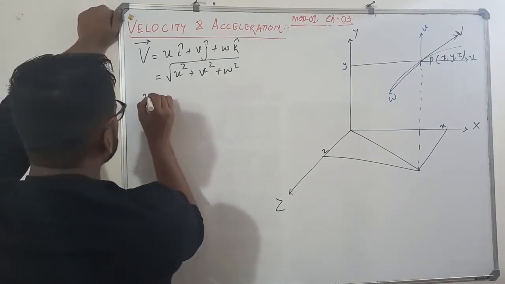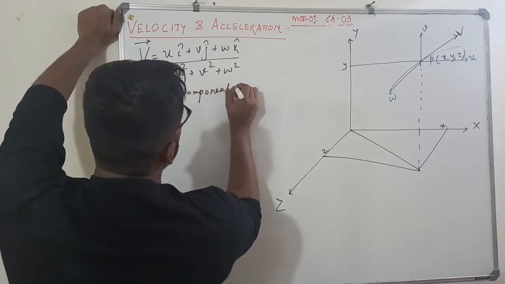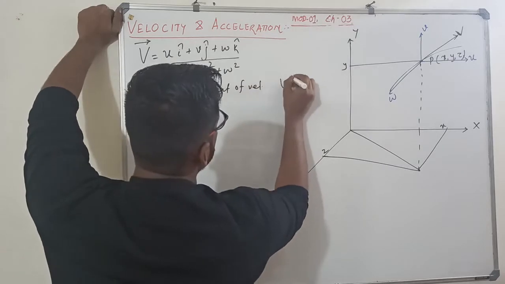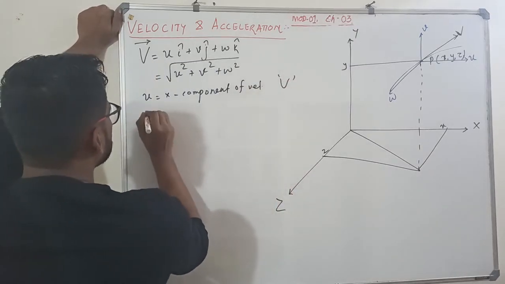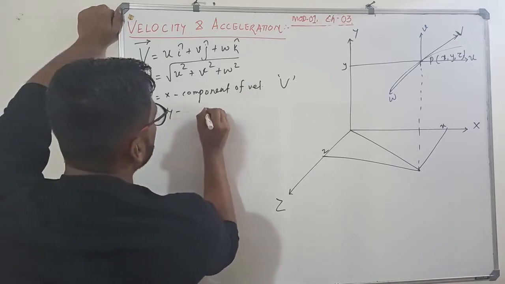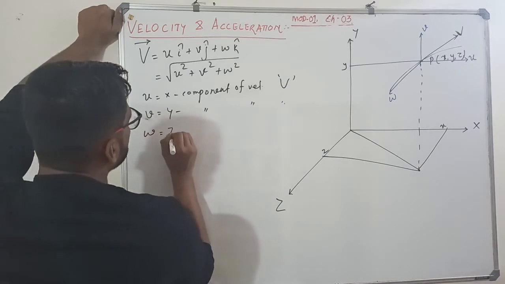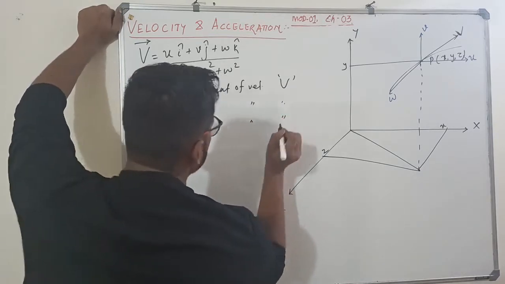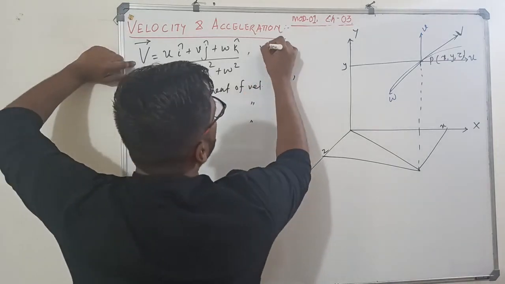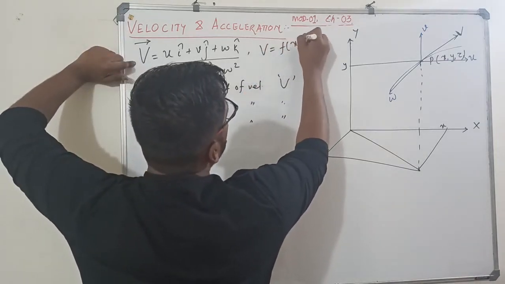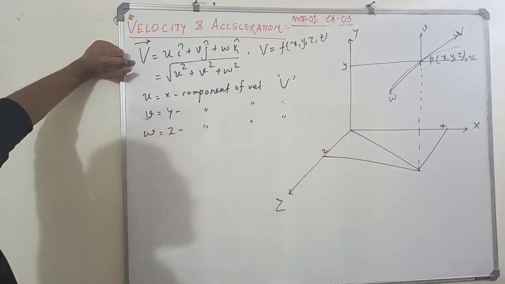What is u? u is the x component of velocity capital V. What is your small v? Small v is the y component of velocity V. And what is your small w? Small w is the z component of your velocity V. So this capital V is a function of space and time. That's what we have discussed.